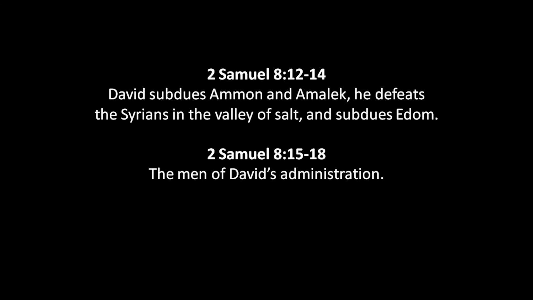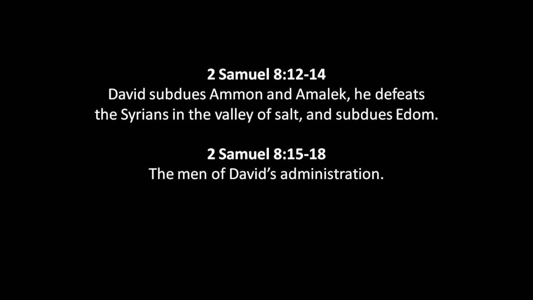David subdued Ammon and Amalek. Ammon was over there by Moab. Amalek, that's that warring, that raiding tribe that would be out in the Sinai Peninsula. Well, David put a stop to that. He defeats the Syrians in the Valley of Salt. Sounds like the Philistines. Syrians tried it again. David defeats them. And it says that that's when David made a great name for himself after defeating those Syrians a second time. He put garrisons in Edom.